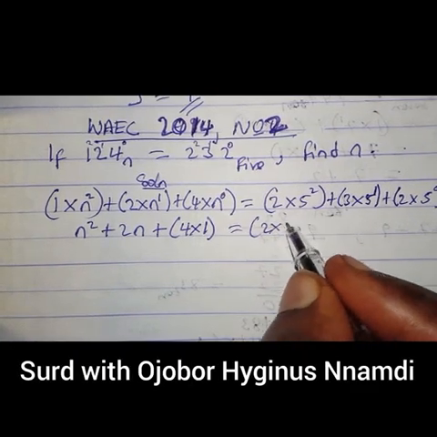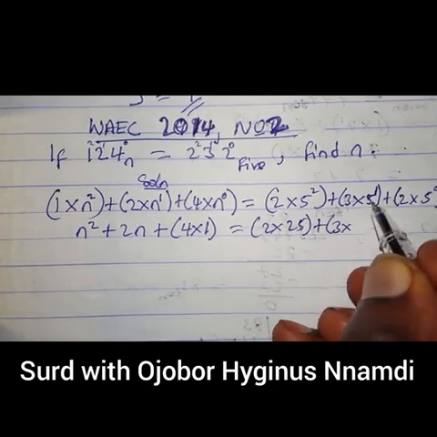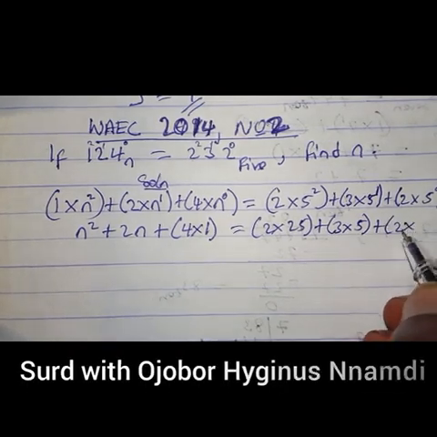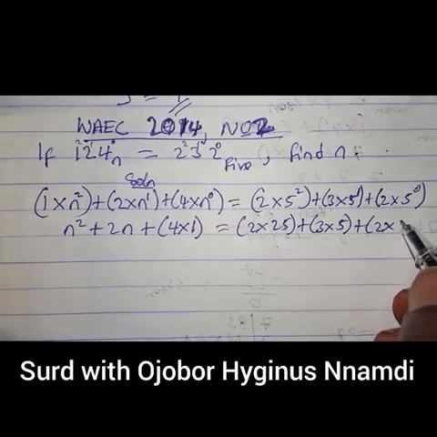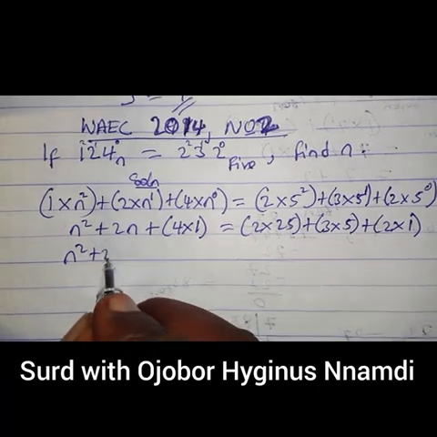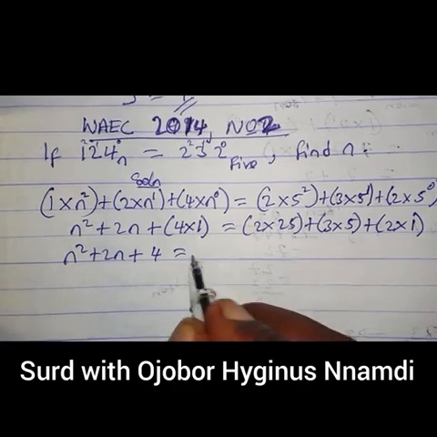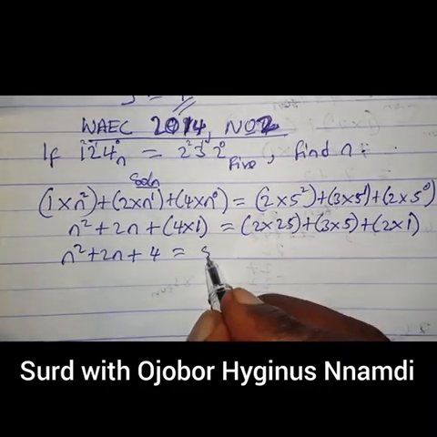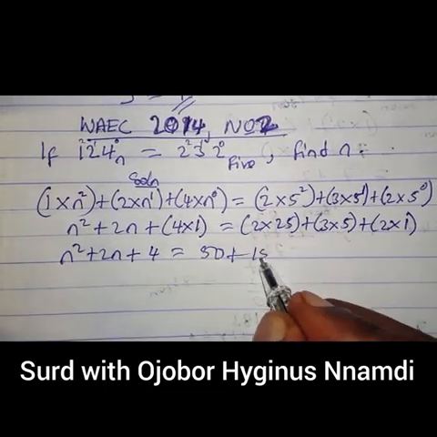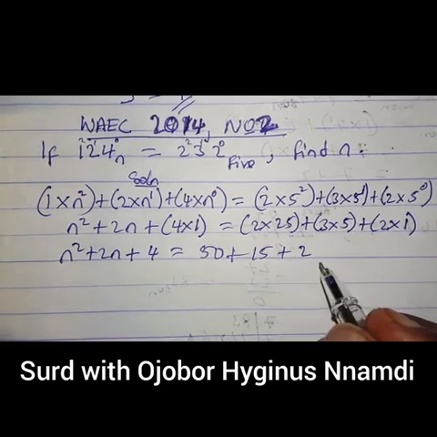5 raised to the power 2 is 25, plus 3 times 5 raised to the power 1 is 5, plus 2 times 5 raised to the power 0 is 1. Simplify further, you have n squared plus 2n plus 4 times 1 is 4, equals 2 times 25 is 50, plus 3 times 5 is 15, plus 2 times 1 is 2.